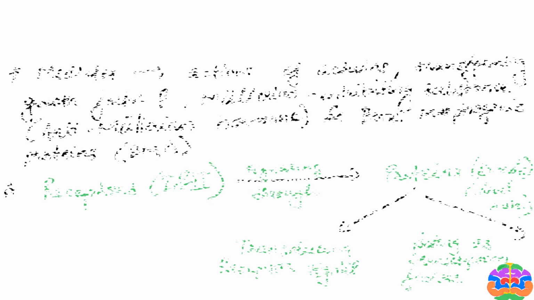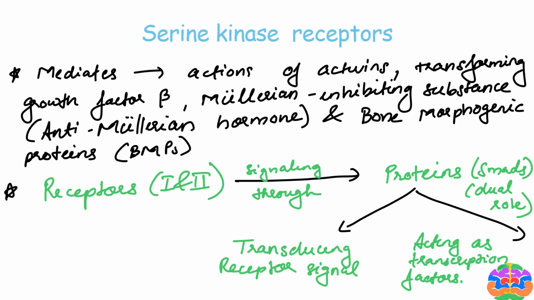Now, next we are going to talk about serine kinase receptors. These serine kinase receptors mediate actions of activins, transforming growth factor beta, Mullerian inhibiting substance, that is anti-Mullerian hormone, and bone morphogenic proteins. Here, the receptors 1 and 2 signal through the proteins SMADs, which have two roles. That is, first being transducing the receptor signal, and second is acting as transcription factors.